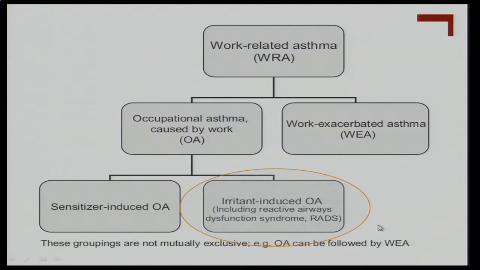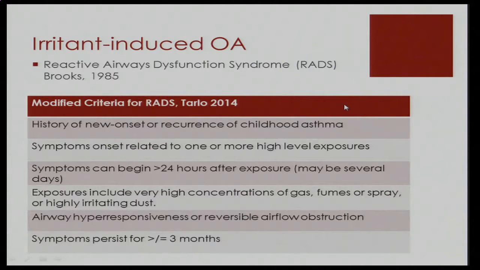But irritant-induced occupational asthma is a really interesting condition, and this is the current criteria for irritant-induced occupational asthma. So the terminology sort of goes back and forth a little bit. I do prefer irritant-induced occupational asthma than RADS. Brooks, who first described RADS in 1985, had some very tight criteria for RADS, and Susan Taylor in 2014 published these modified criteria for RADS or acute irritant-induced occupational asthma, which is a bit more of a mouthful than RADS.